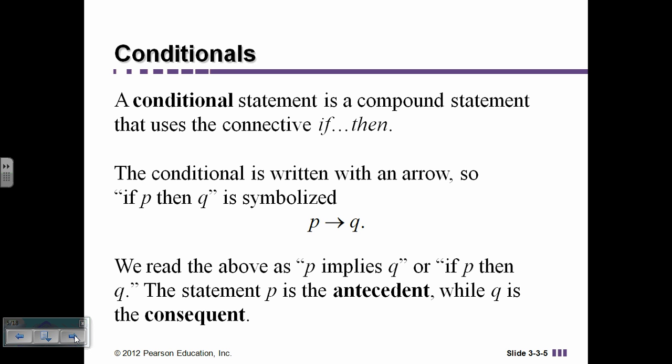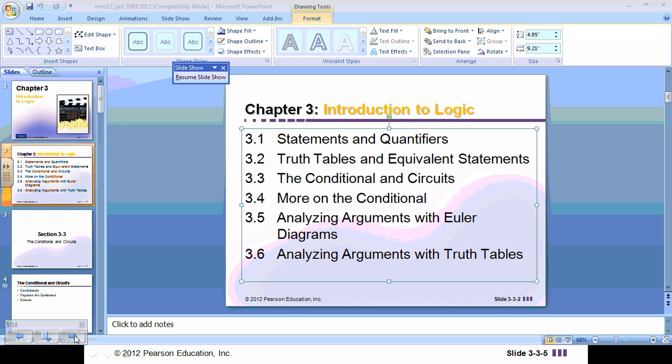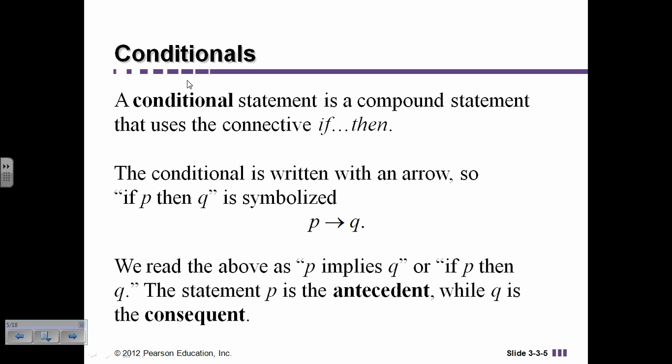The P part of the statement is called the antecedent, and the Q is called the consequent. So also we might have also heard the term that P is called the hypothesis and Q is the conclusion.